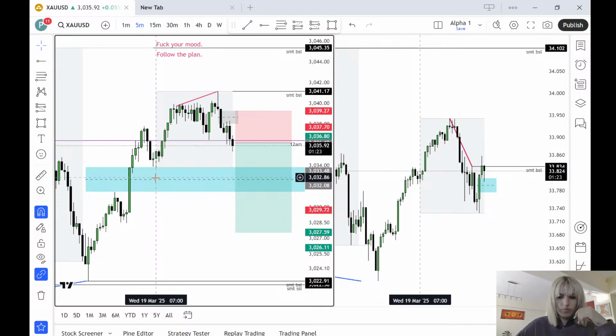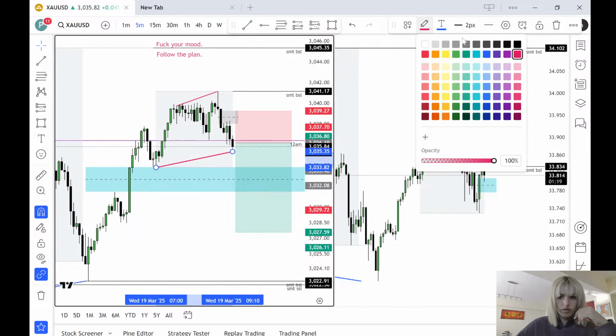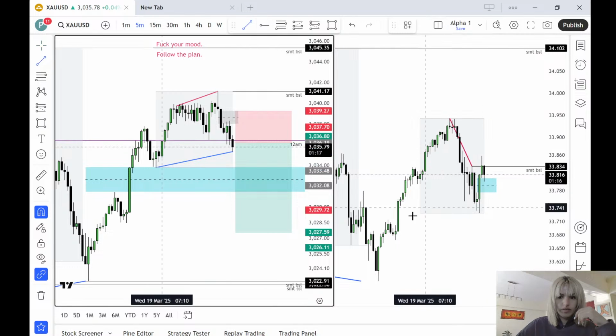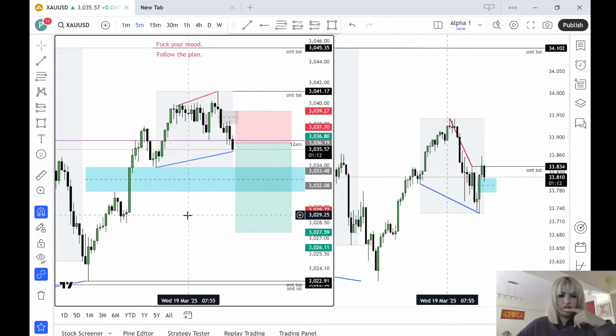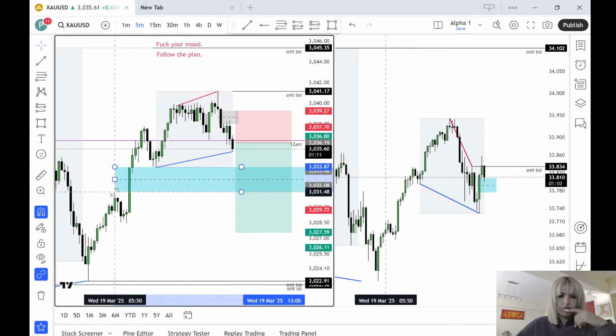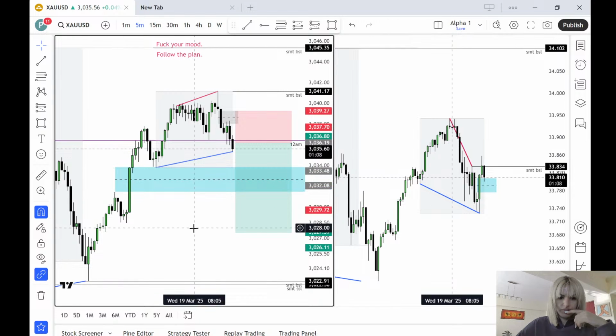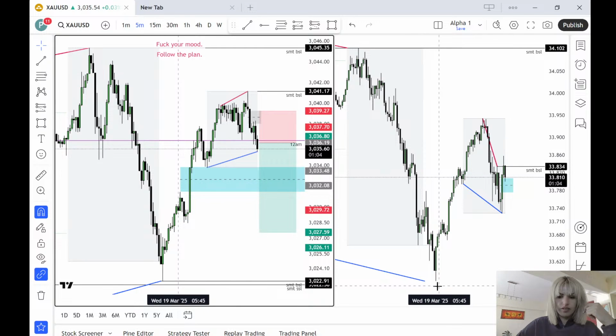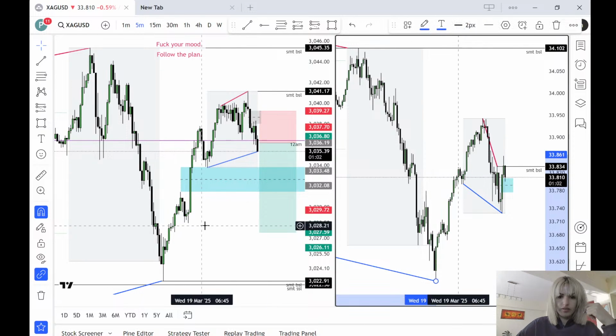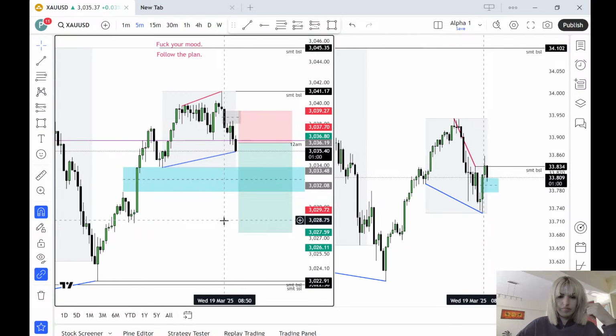I'm just looking at why would price want to go down? Is there any reason for which it might actually want to go down? So we have this bullish S&P as well. This is the 1 hour BISI. And we have the low of the London session, which is untapped liquidity.